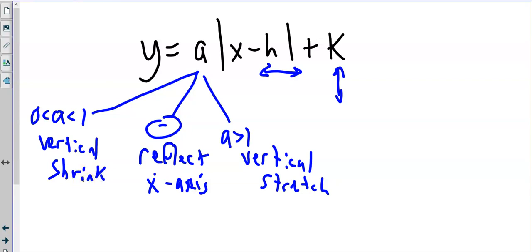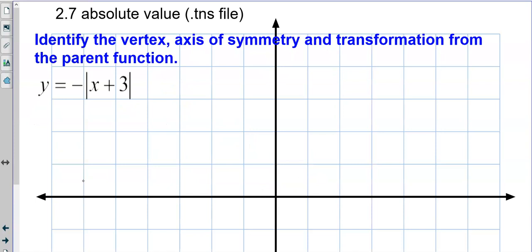Okay, so let's go to some problems and see if we can figure it out. We like to do this by starting with the parent graph. I have the parent graph memorized: 0, 0; 1, 1; 2, 2; 3, 3; negative 1, 1; negative 2, 2. I'm just going to put dots there for the parent graph. That's our parent graph. Let's do this in 2 steps.